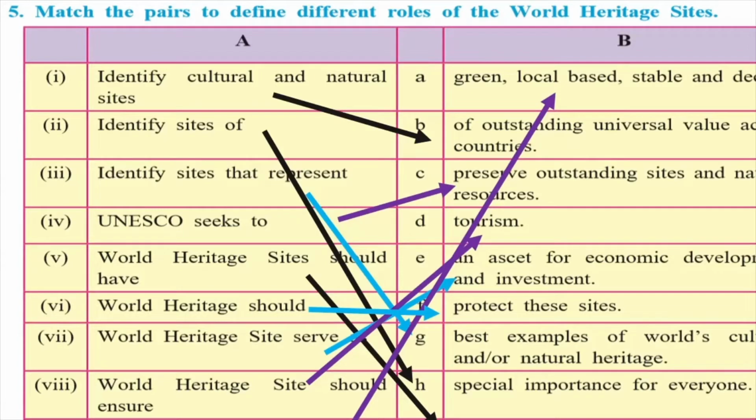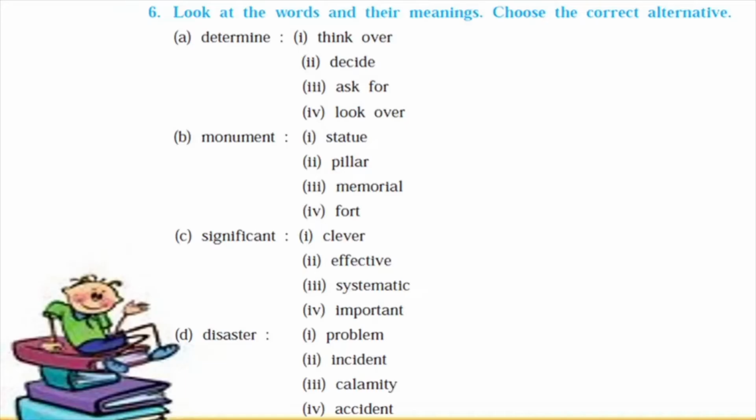Okay, so these are the answers where we found out what are the roles of the World Heritage Sites. That is, what do they do? What do they aim at doing? Okay, so this was question number 5 from your textbook. Let us move on and look at the next one from your English workshop part, where you have to look at the words and their meanings, and you have to try and choose the correct alternative. Now, in some cases, the meanings might be confusing, whereas in some cases they might be very obvious.